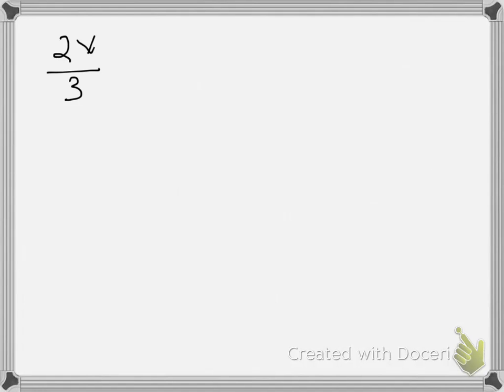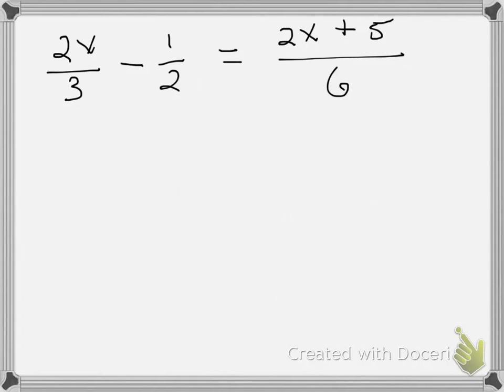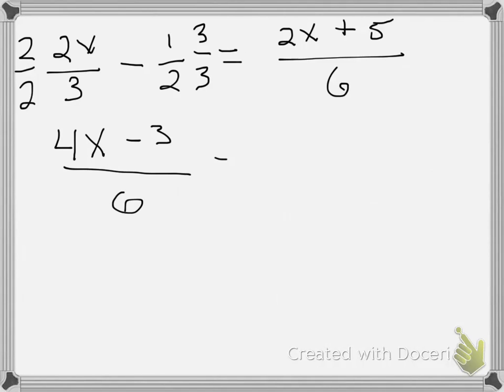2x over 3 minus 1/2 equals 2x plus 5 over 6. Well, on the left hand side here, I've got the 2x over 3 minus the 1/2. What I'm going to do is I'm going to get common denominators here, and combine them into 4x minus 3, and that's going to equal 2x plus 5.